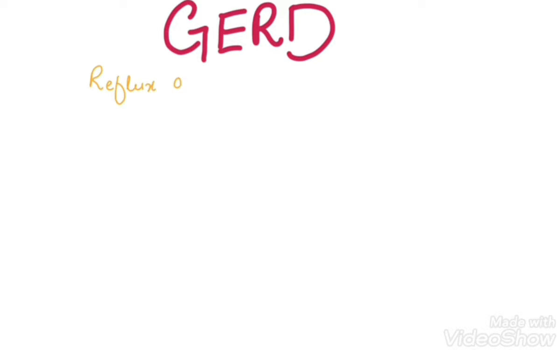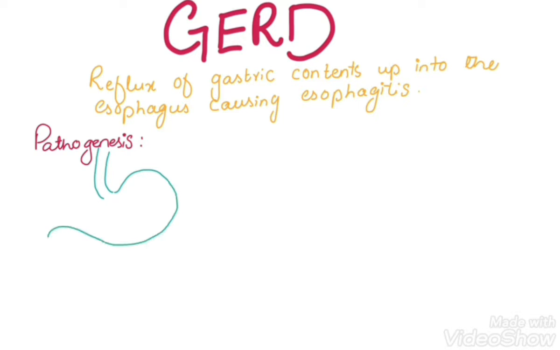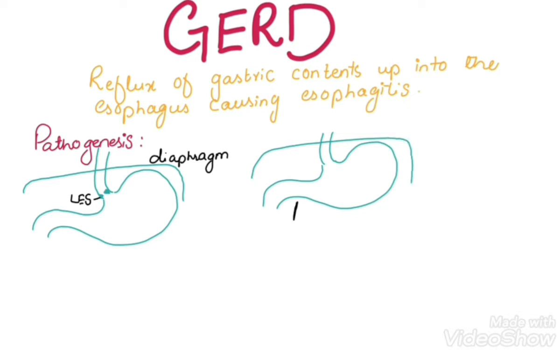Gastroesophageal reflux disease is the reflux of gastric contents up into the esophagus, causing inflammation of the esophagus, also known as reflux esophagitis. There are two factors that prevent the gastric contents from moving up into the esophagus: the diaphragm and the lower esophageal sphincter. In contrast, the intra-abdominal pressure favors gastric reflux.